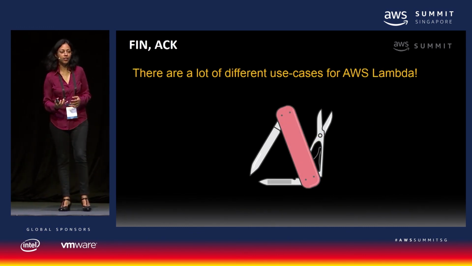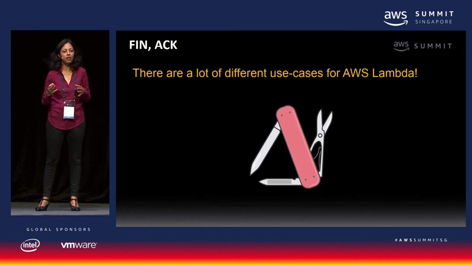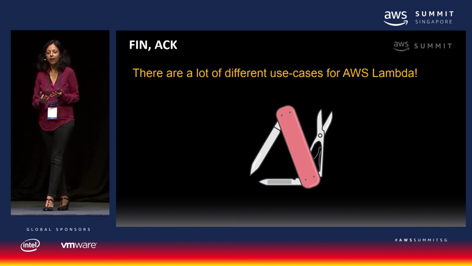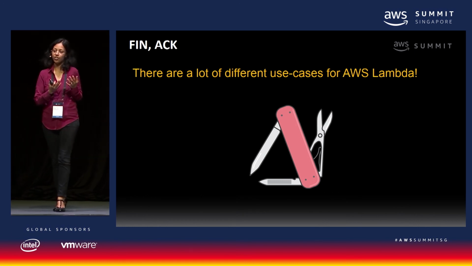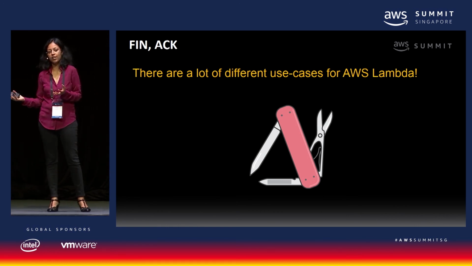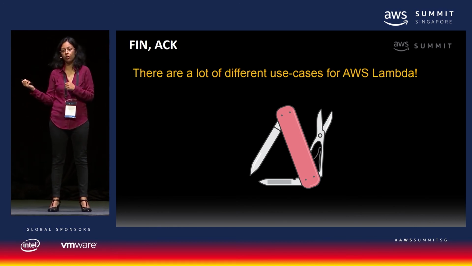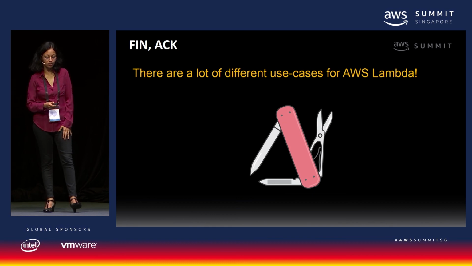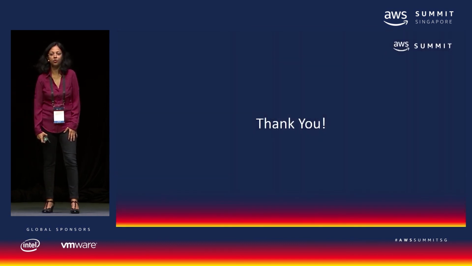So to conclude, you can think of Lambda as a Swiss Army knife. There are many different use cases and applications for it. And of all the architectures we discussed today, don't look at them in isolation. Like we saw for the restaurant application, we can combine many different architecture patterns and really build out sophisticated architectures. So on that note, I'd like to thank you for your time.